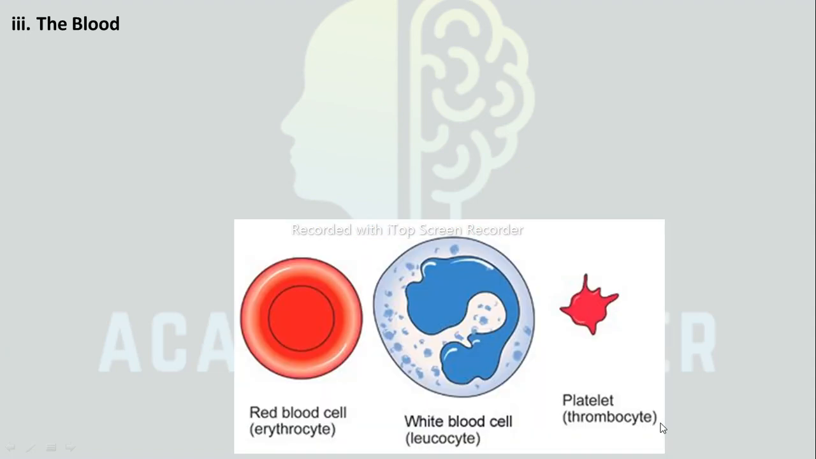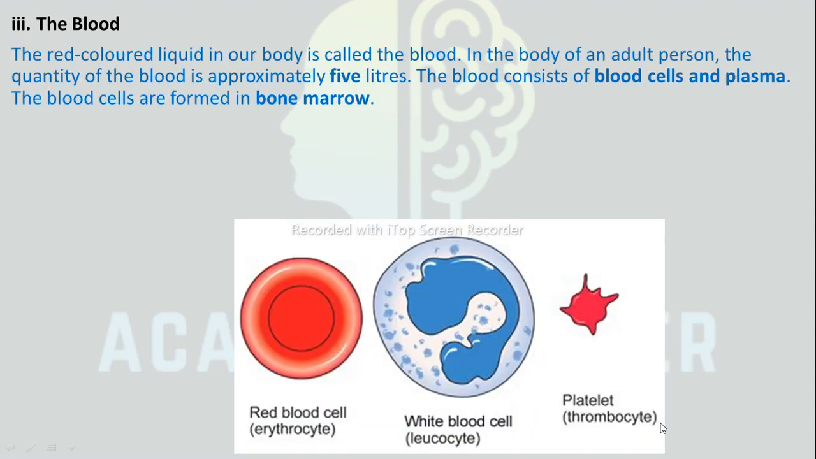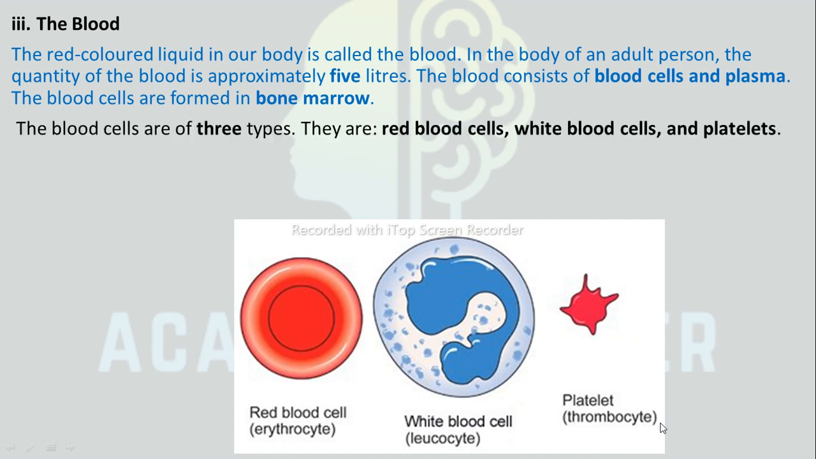Blood. The red colored liquid in our body is called blood. In an adult person, the quantity of blood is approximately 5 liters. The blood consists of blood cells and plasma. The blood cells are formed in bone marrow. The blood cells are of three types. They are red blood cells, RBCs or erythrocytes, white blood cells, WBCs or leukocytes, and platelets or thrombocytes.